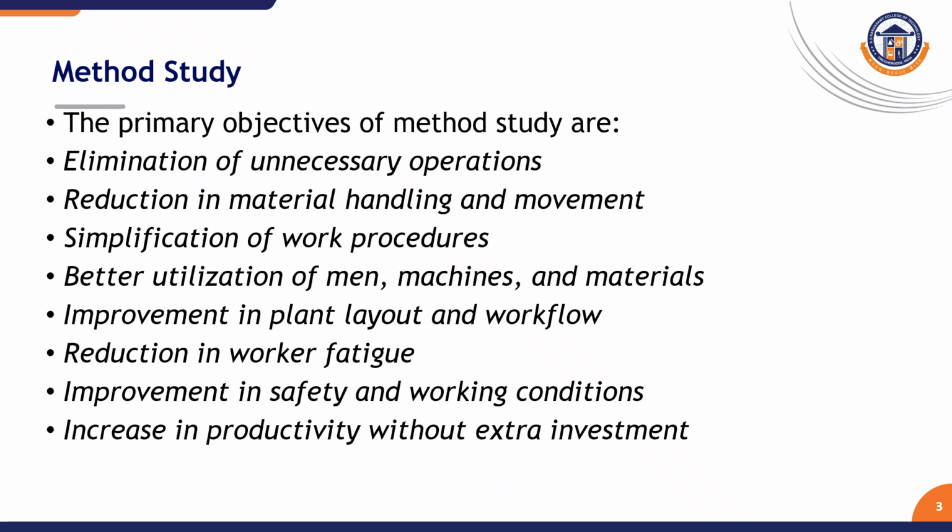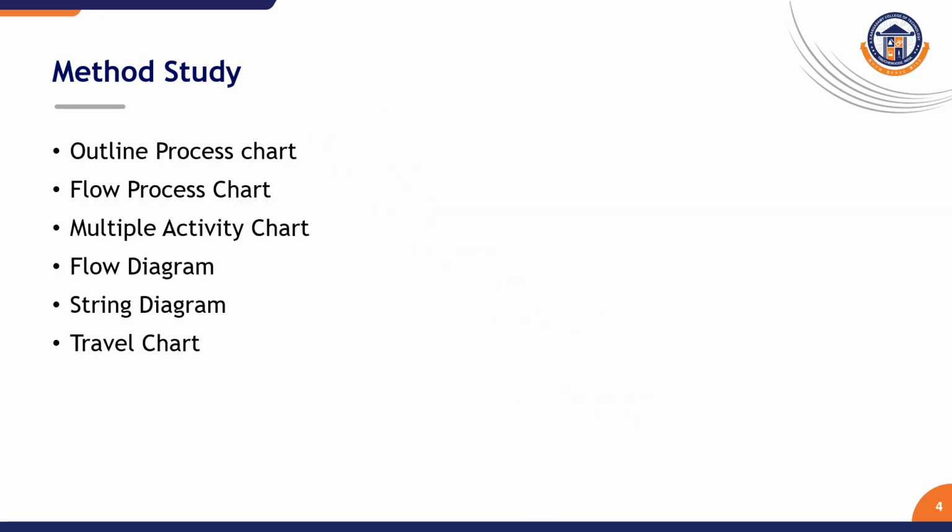Then the third one is simplification of work procedures. Yes, that is most important, which can be done with the help of charts and diagrams. Then the fourth one is better utilization of men, machines, and materials. And the final one is improvement in plant layout and workflow. And then reduction in worker fatigue, improvement in safety and working conditions, and increase in productivity without extra investment. These are the primary objectives of method study.